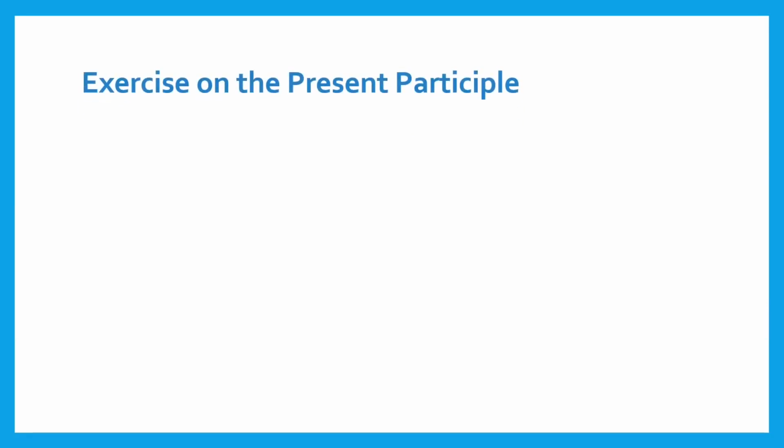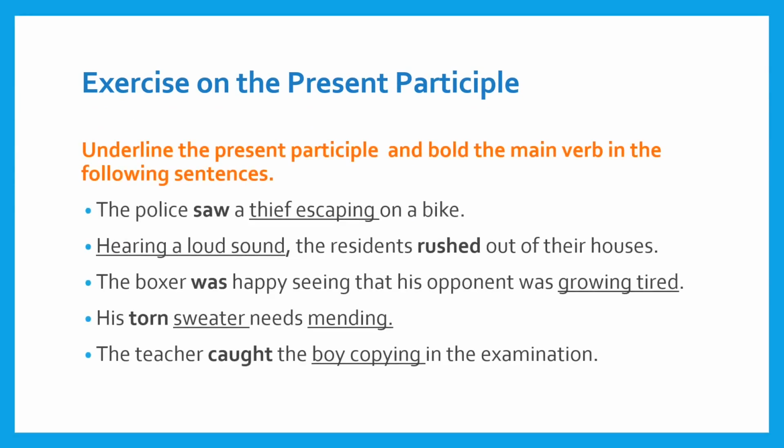Dear students, here are some exercises on the present participle. So we've got to underline the present participle and bold the main verb. The first example, the police saw is the main verb. A thief escaping is the present participle on a bike. And look at the other examples and it's very clear that you can understand.